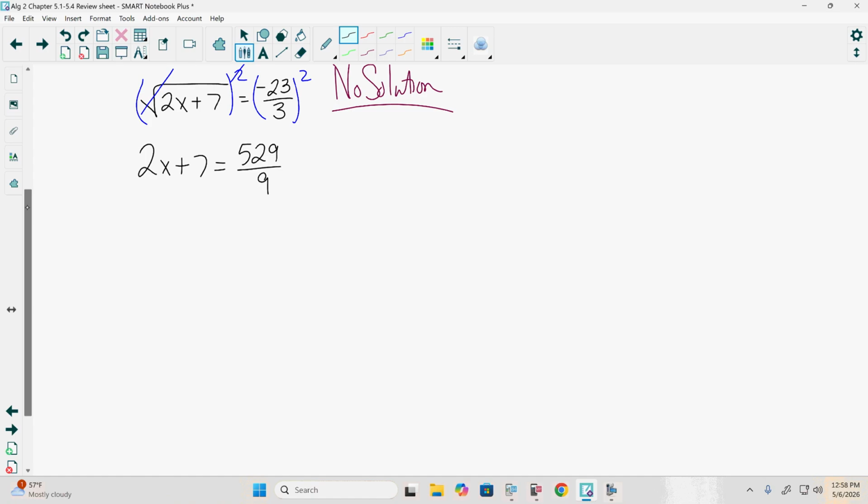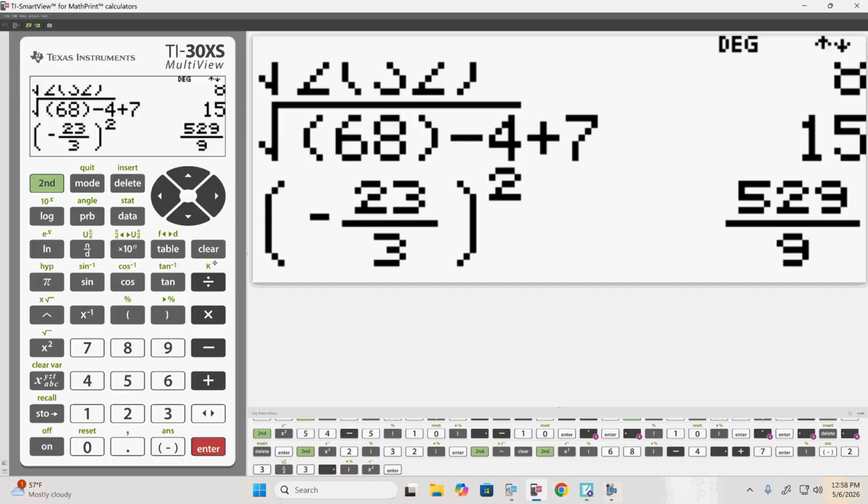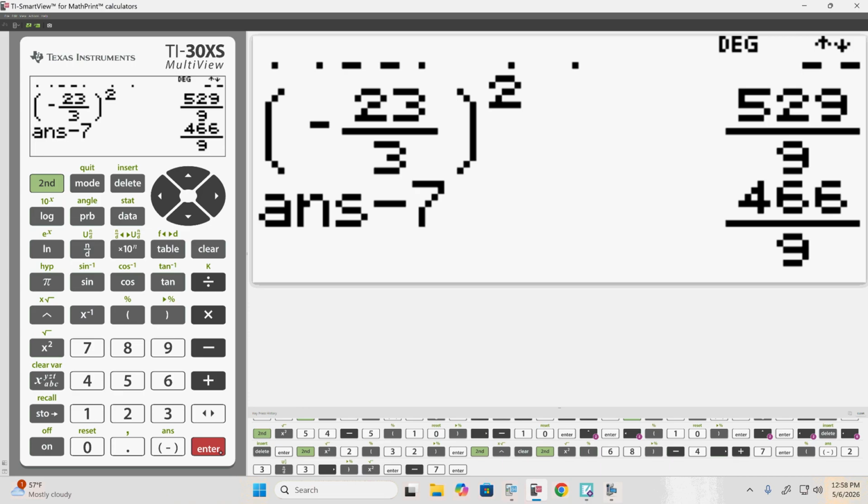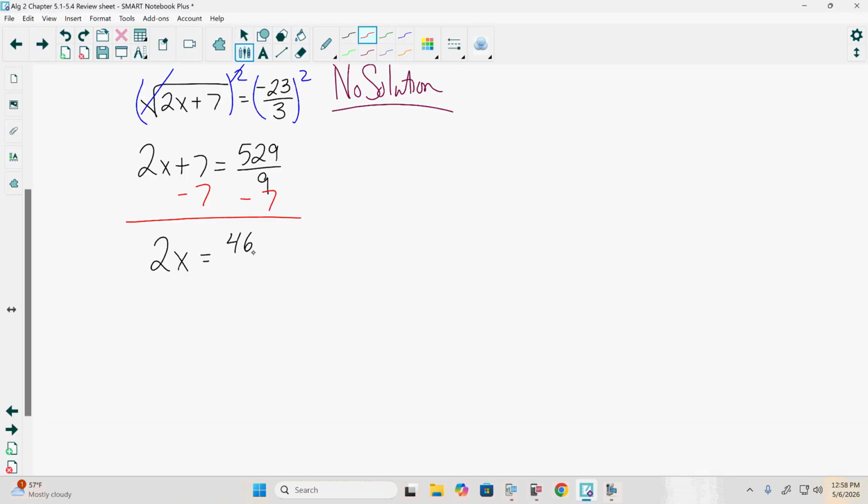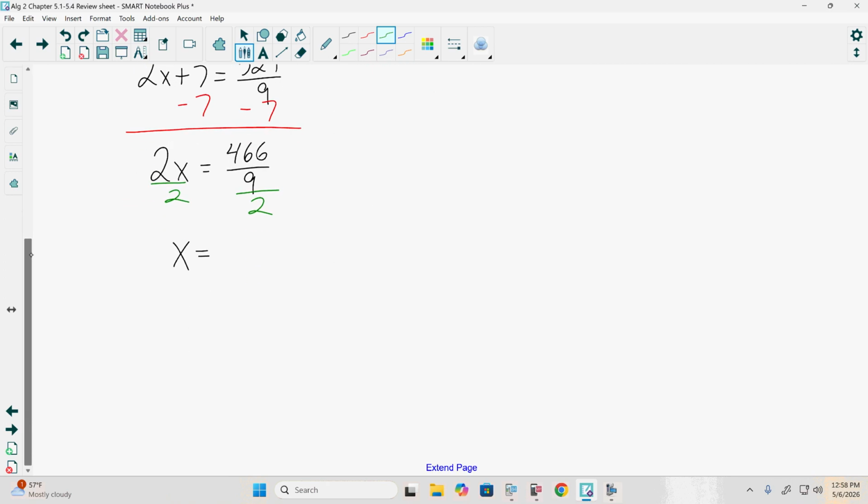We don't have an x squared term, so we just need to get x by itself. First thing I would do is subtract 7 from both sides. And again, at this point, I'd grab this, say minus 7, giving it 466 over 9. Last but not least, divide both sides by 2, telling us x is equal to 233 over 9.